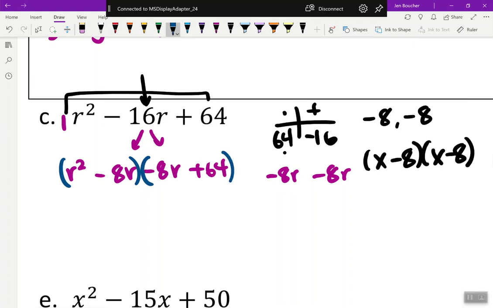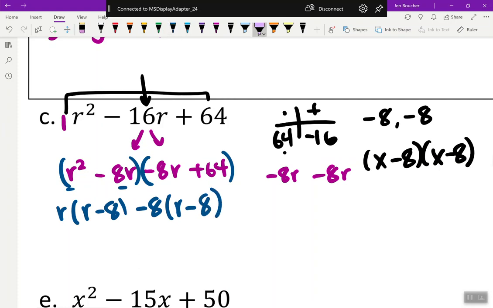Group it. From the first group, they both have an r. From the second group, they both have what? An 8. More than that, they have what kind of an 8? A -8. Good. So the negative comes out, the 8 comes out. You're left with r minus 8, since 64 divided by 8 is 8. We're on the right track.